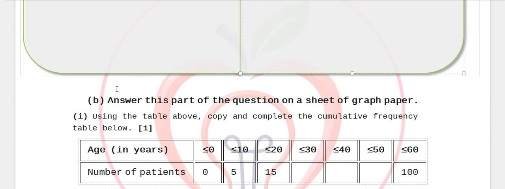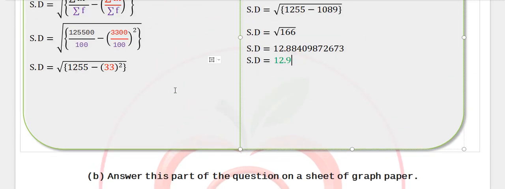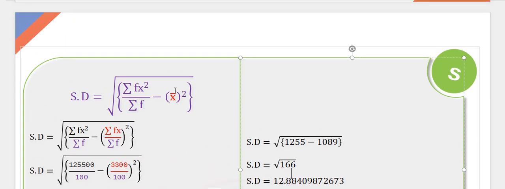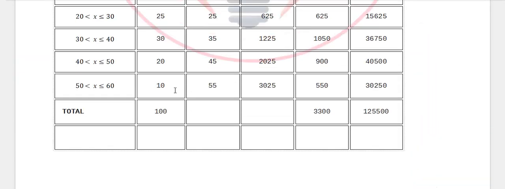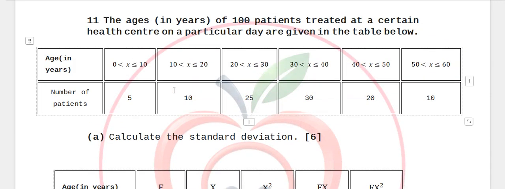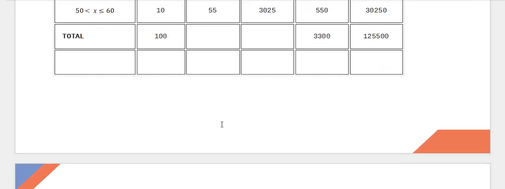So here is the thing. Answer this part of the question on a sheet of graph paper, meaning every response is going to be on a graph paper. Here is now, using the table above, copy and complete the cumulative frequency table below. So what is this table above they're talking about? If you go back to our previous question, you will find that there was a table given, not the table that I made, but a table, this table here. So we are going to be using this table to complete that other table. So what happens is this.